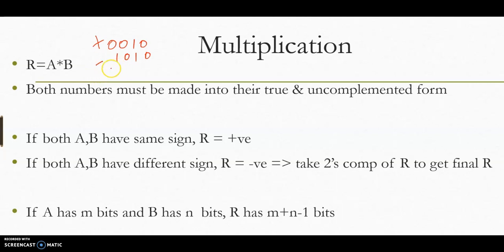So the first thing you need to do in multiplication is take care of the sign. When you have two numbers A and B, first make sure that both numbers are in their true and uncomplemented form. That means 0010 is 2 for certain, and 1010, if you are following the 1's complement method, is 0101, which means minus 5. So I have 2 and minus 5. I have to convert them into the true uncomplemented form, meaning the numbers become 0010, which is already the true form, and 1010 has to be converted to 0101. These are the two uncomplemented forms.